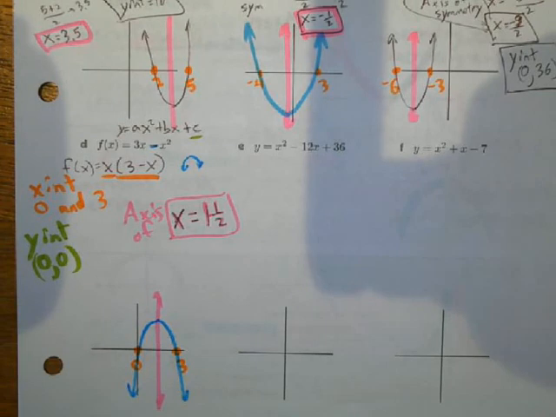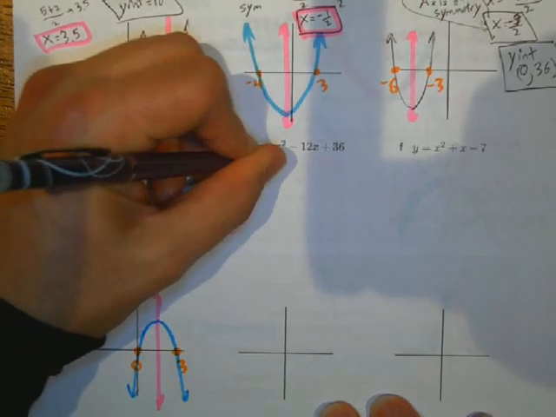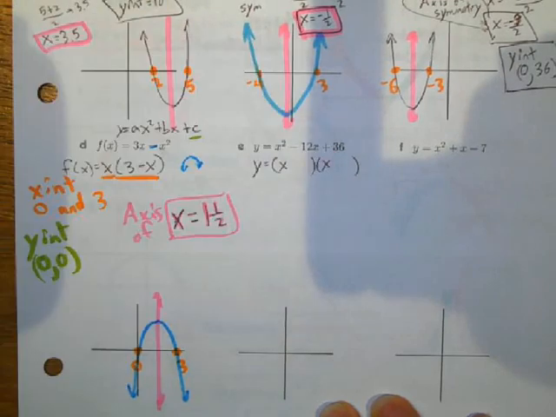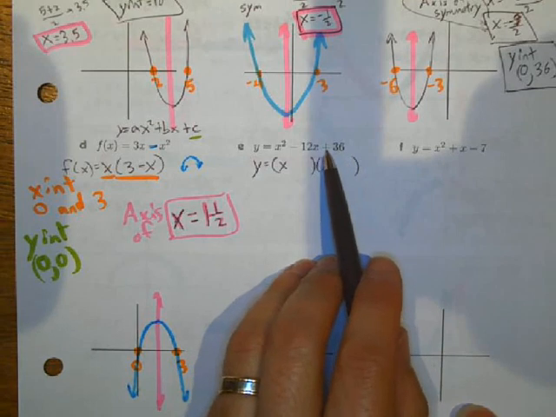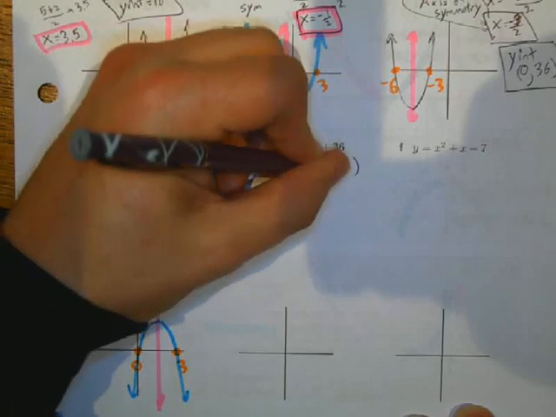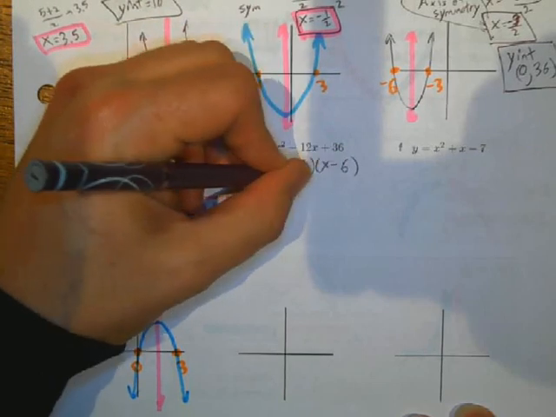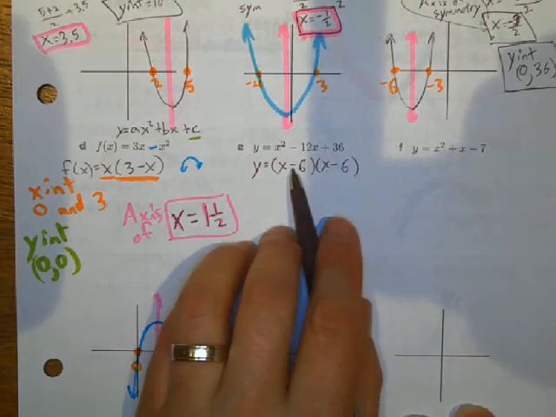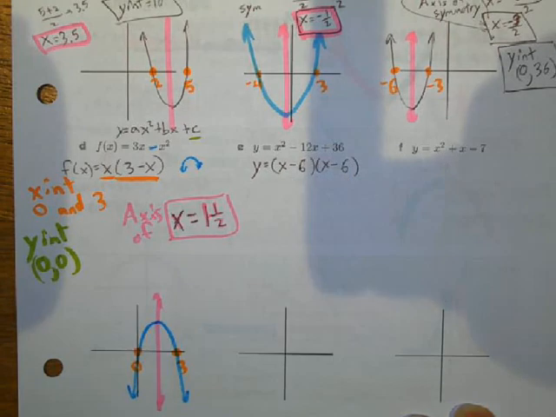The next one, we can write in factored form. So y equals, since it's x squared, I'm going to put an x there and an x there. What two things multiply to 36? Since this is positive, they have to add to give me 12. It's going to be 6 and 6. 6 times 6 is 36. This is going to be minus, minus. Negative 6 times x gives me negative 6x, and x times negative 6 gives me negative 6x, and they add up to give me 12x.